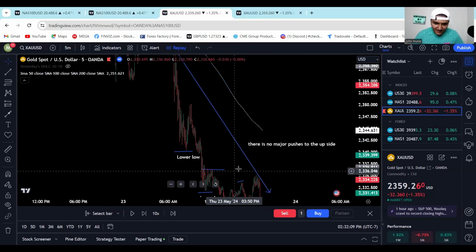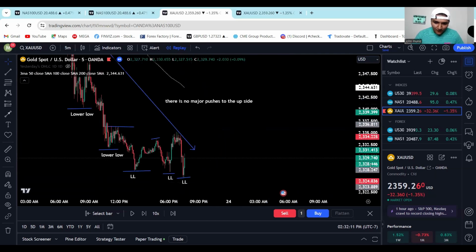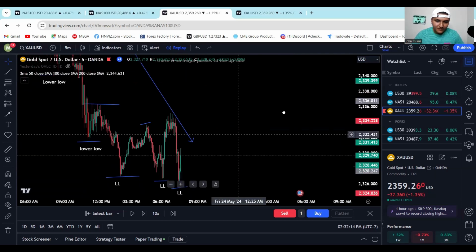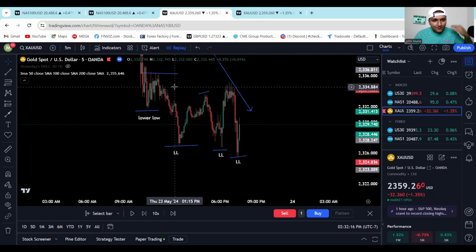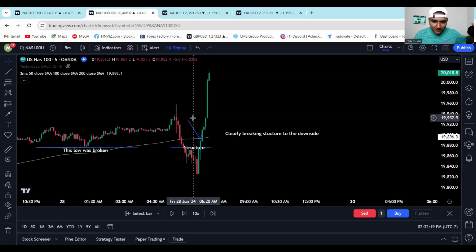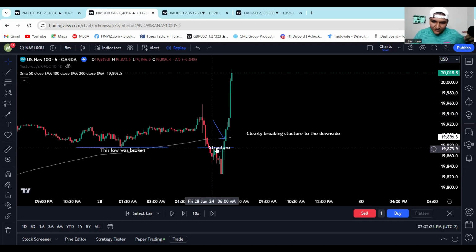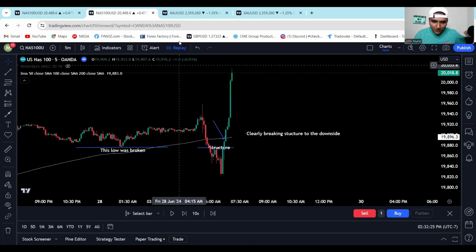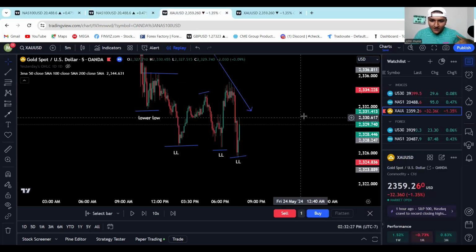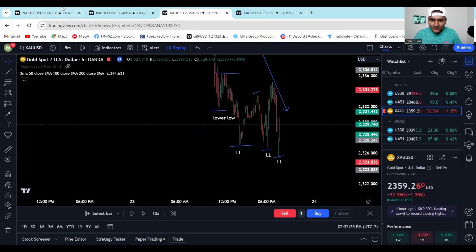So basically, we're pushing down, right? And this is a classic reversal pattern. We're going to get into what a reversal is. Just like the previous chart here, as you can tell, we broke structure to the upside, right? We're pushing down. We broke this structure. We broke this structure. So just like here, we're pushing up.